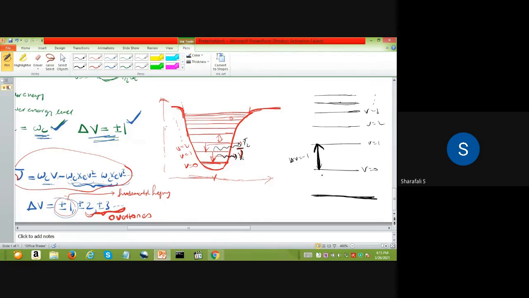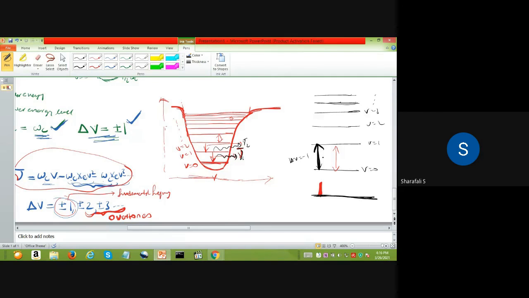What will be that spectra? That spectra will be very high intense. This spectra will be high intense because it's going from 0 to 1. The energy level difference in this case is larger. In the next case, you will be having the transition from V equal to 1 to 2, and V equal to 2 to 3, all those possible.